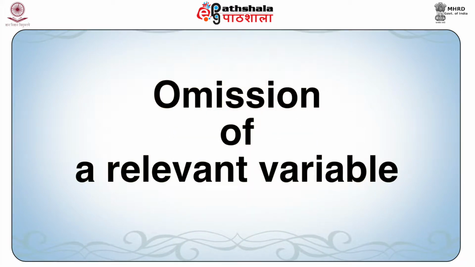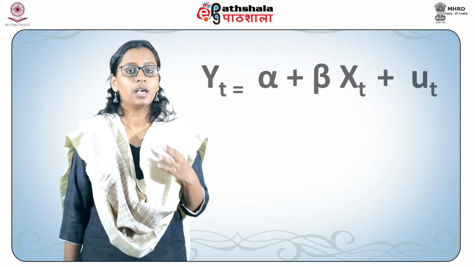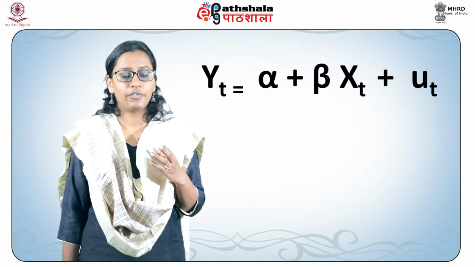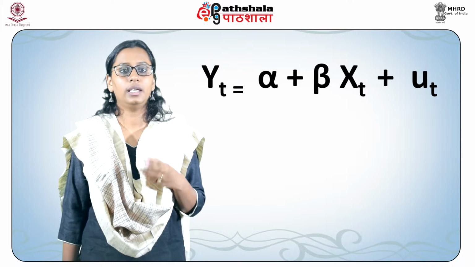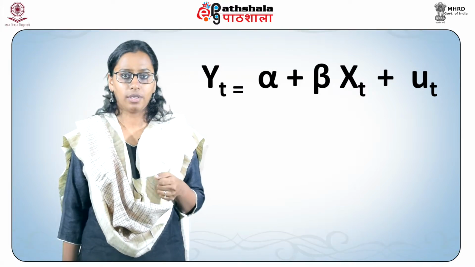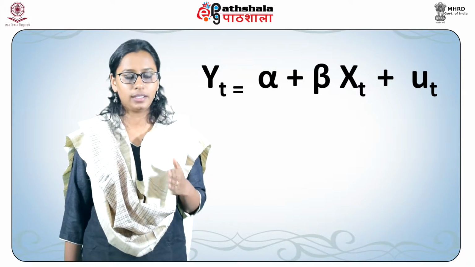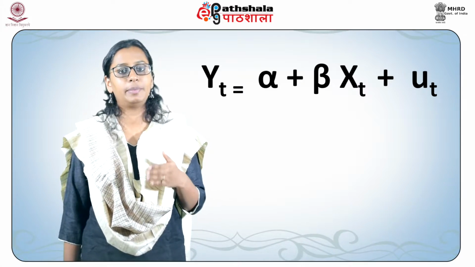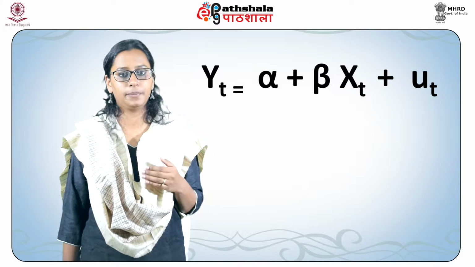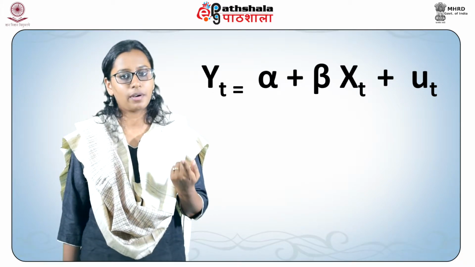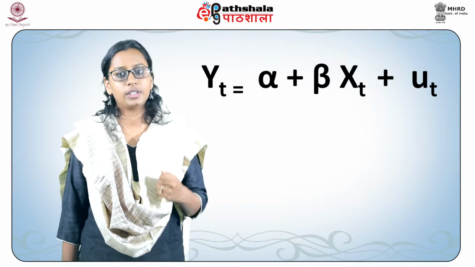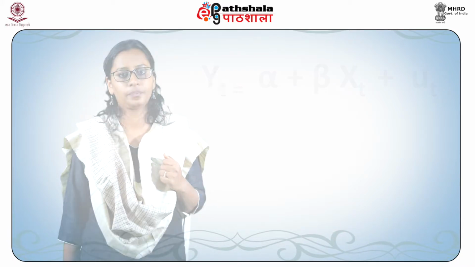Omission of a relevant variable. Suppose for some reason we forget to include the variable zt in the model, and therefore the estimated model becomes yt = alpha + beta xt + mu t. By estimating the above equation, we have committed an error of omission.